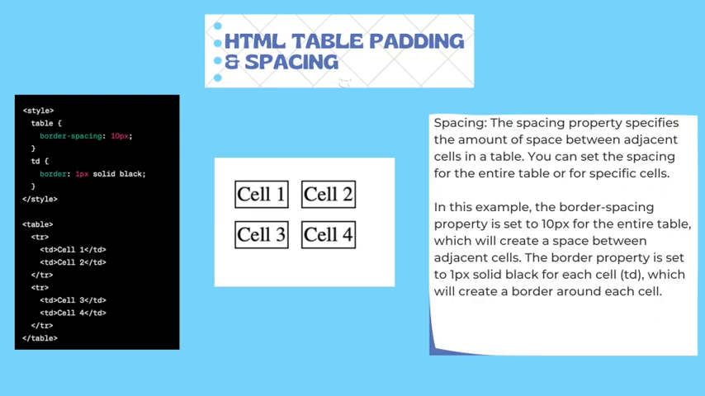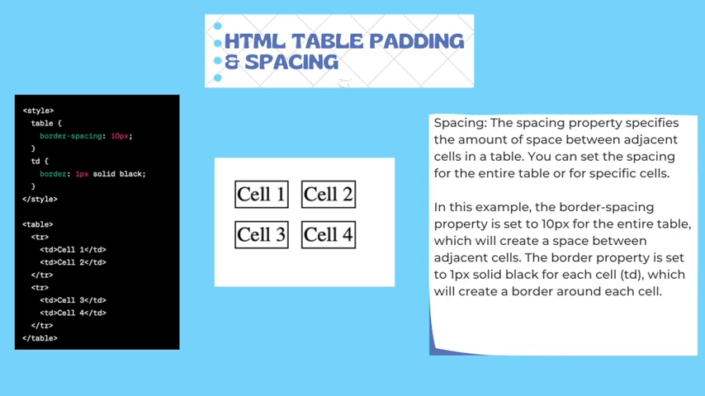Table spacing. Style, table border-spacing 10 pixel, td border 1 pixel solid black, style close, and following is the content of the table, and finally we are closing the table by using /table. The output of the code can be seen in the middle part of the slide, where the spacing property specifies the amount of space between adjacent cells in a table.